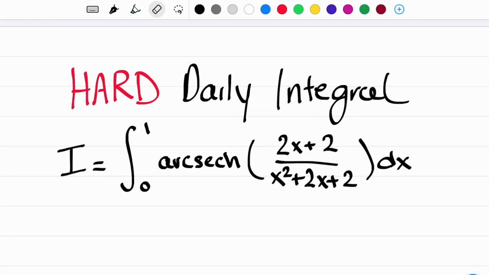Welcome back to the Natural Hogarithm. Today we're going to be doing another hard daily integral problem. This one's from December 30th, 2025, and it is the integral from 0 to 1 of inverse hyperbolic secant of (2x + 2)/(x^2 + 2x + 2) with respect to x.